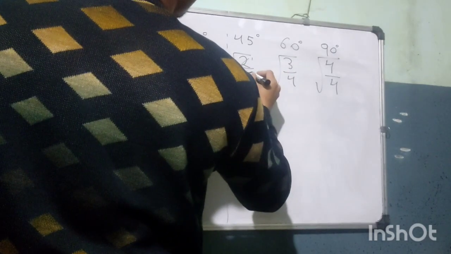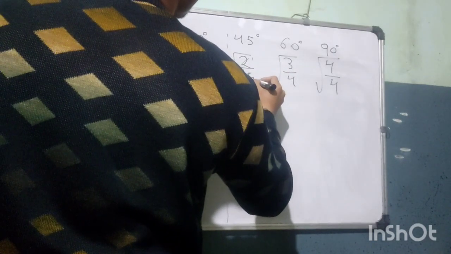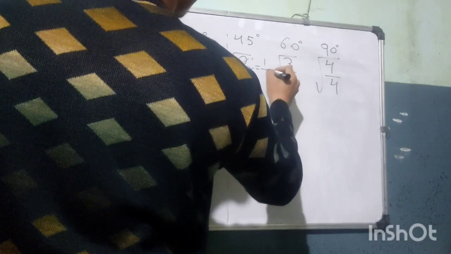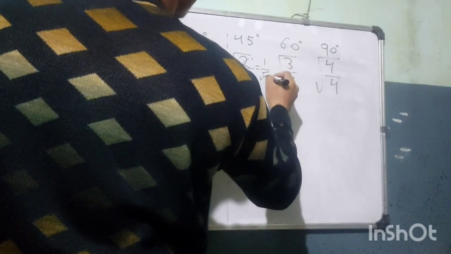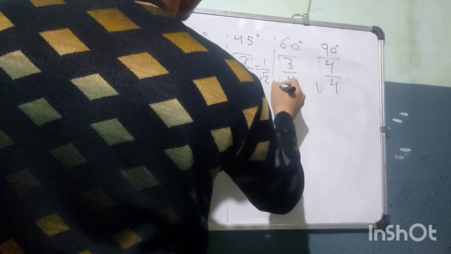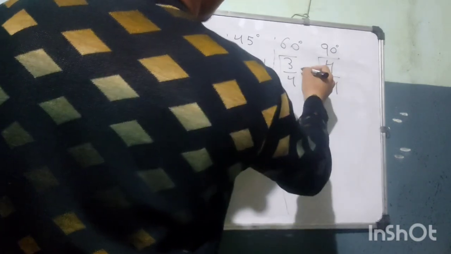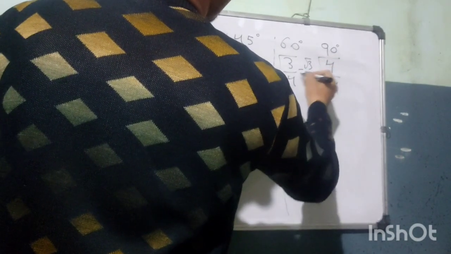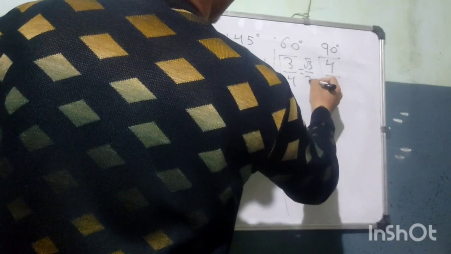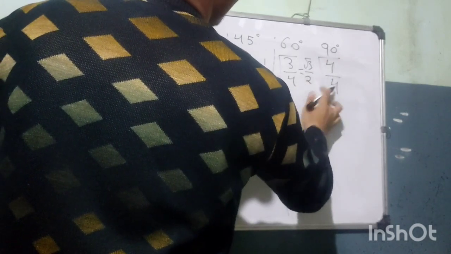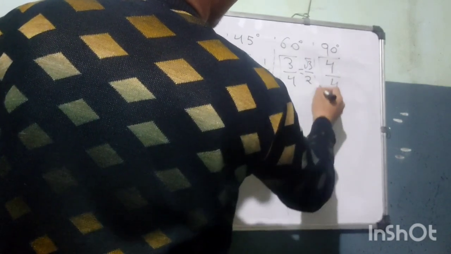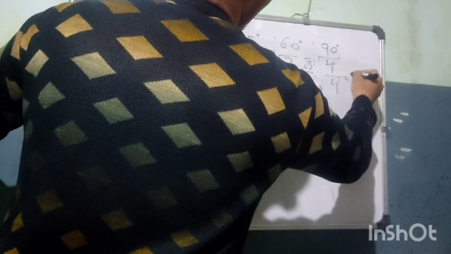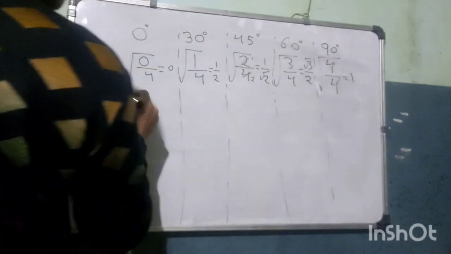2 into 1, 2 into 2. Square root of 1 will be 1. Square root of 2 is root 2 by 2. Root 3 will be root 3. Square root of 4 is 2. Cancel this. 1 square root of 1 will be 1.